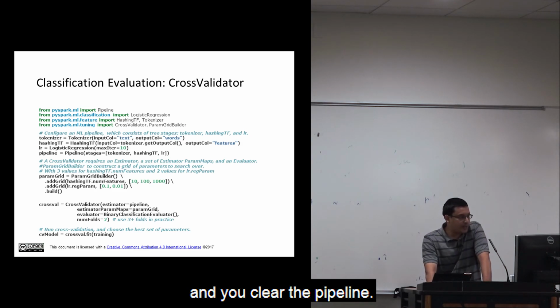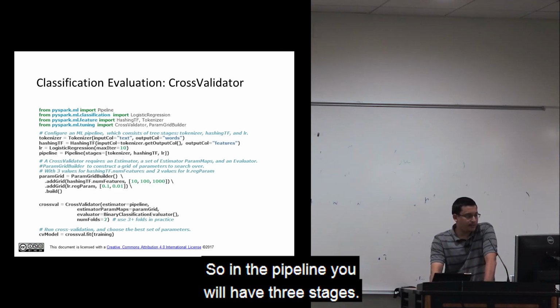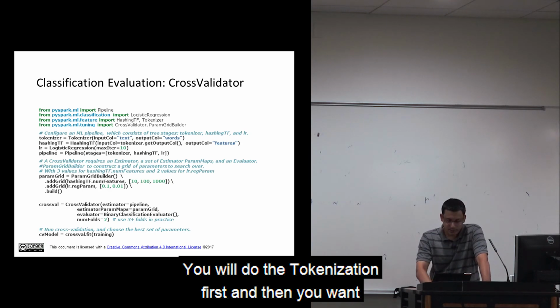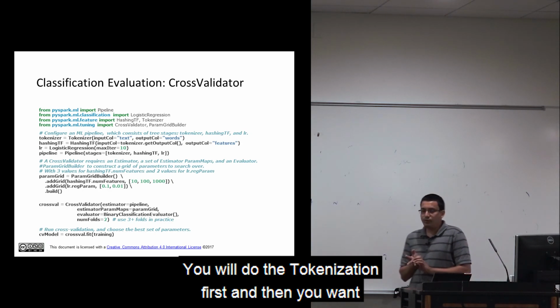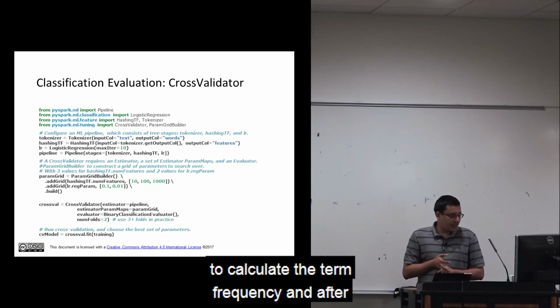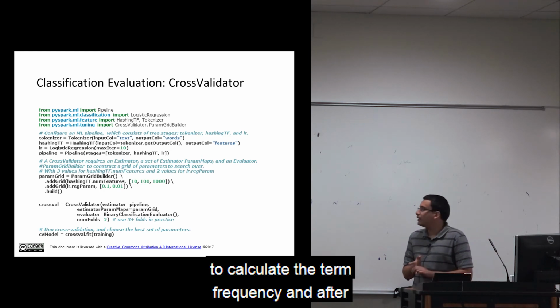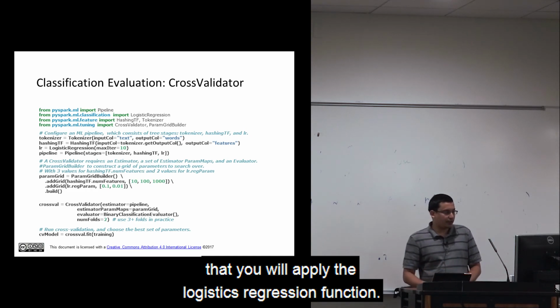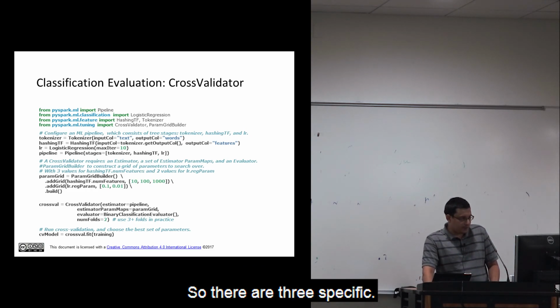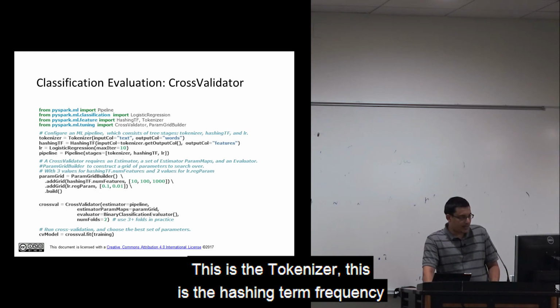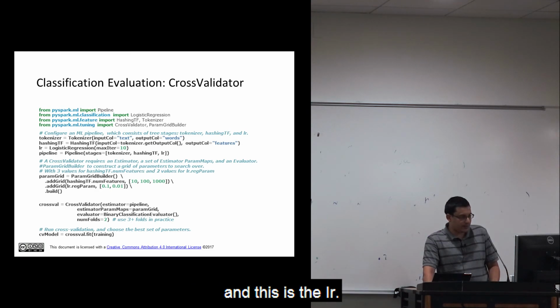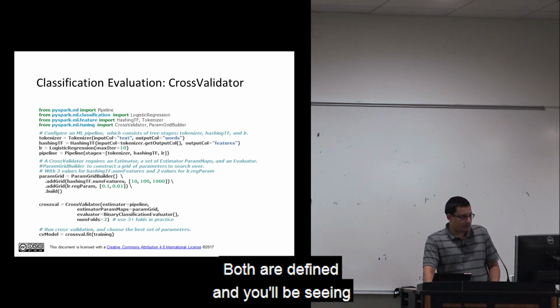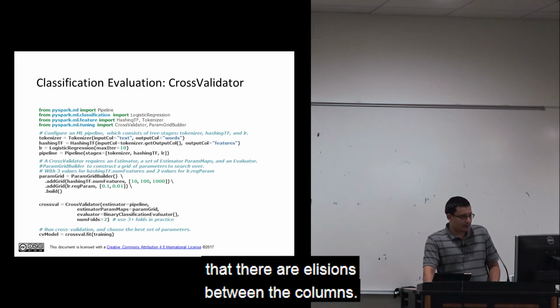and you create the pipeline. In the pipeline you will have 3 stages. You will do the tokenization first, then calculate the term frequency, and after that you will apply the logistic regression function. So, there are 3 specific stages. This is the tokenizer, this is the hashing term frequency, and this is the LR. Both are defined above, and you will see that there are relations between the columns.